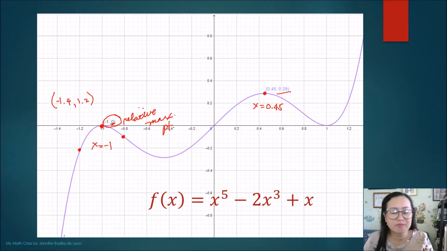I hope you were able to grasp the concept of the relative maximum value of the function. With this, let's move on as we discuss the relative minimum value of the function.